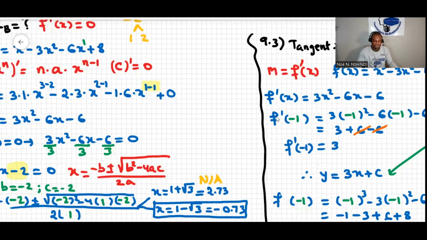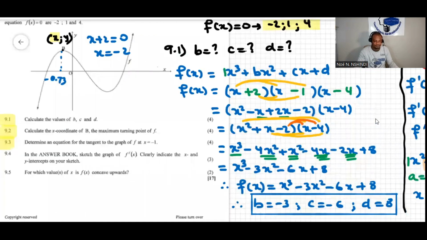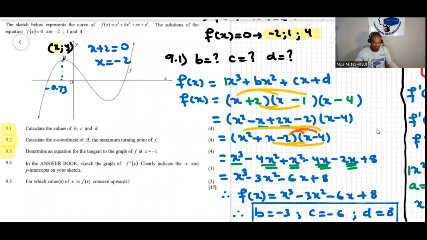Now the next question is question 9.4. The question says that in the answer book, sketch the graph of f double prime, the second derivative of f, which we sometimes call f seconds, f double prime of x, clearly indicating the x and y intercepts on your sketch. All right. Now, I'm going to move my board over here.